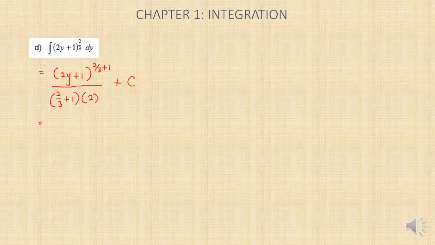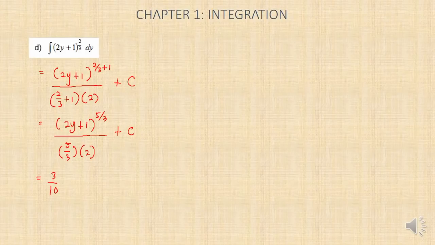And we just simplify this equation as 2y plus 1 power of 5 over 3 divided by 5 over 3 times 2. Okay, so this is divided by this fraction, so we can multiply by 3 over 10, 2y plus 1 power of 5 over 3.